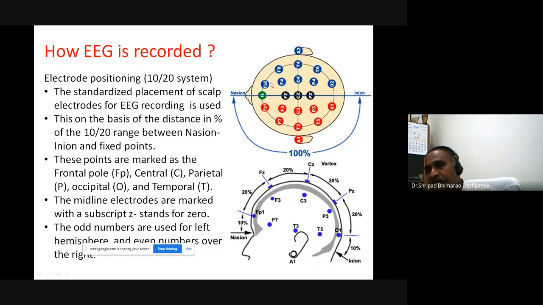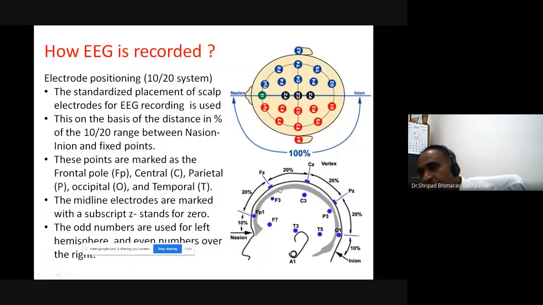So this is the left side. Again, the numbering is also 1, 3, 5, 7, something like that. All odd numbers indicate the left side of the hemisphere. All even numbers indicate the right side of the hemisphere. You can just see that 2, 4, 8, 6, like that. So all these even numbers indicate the right side.